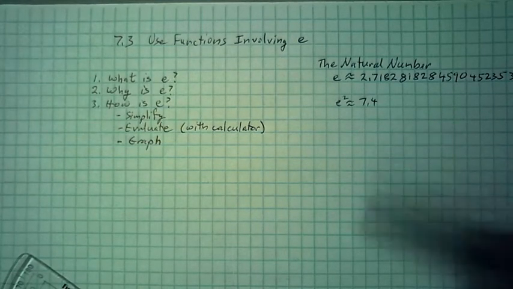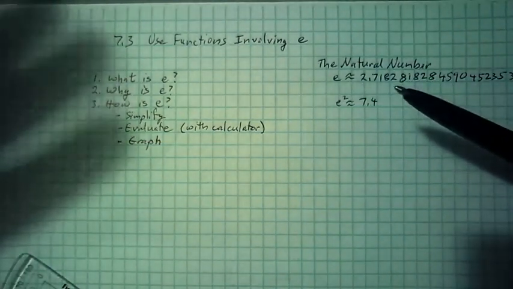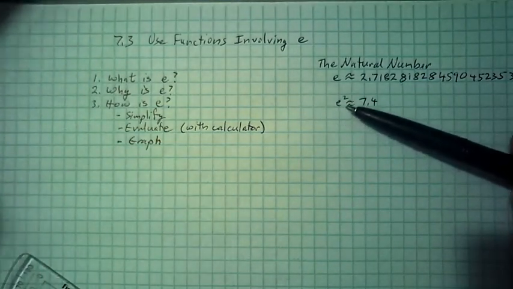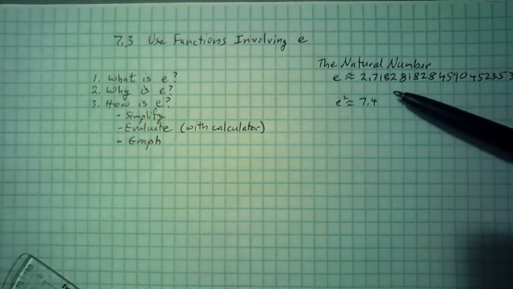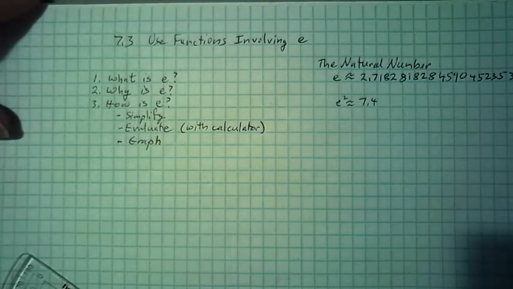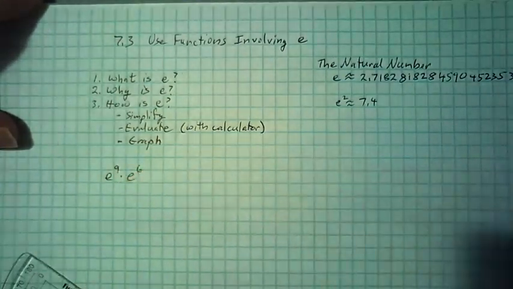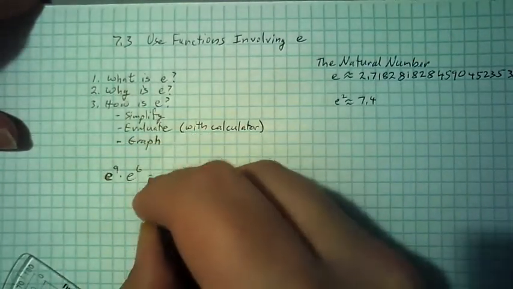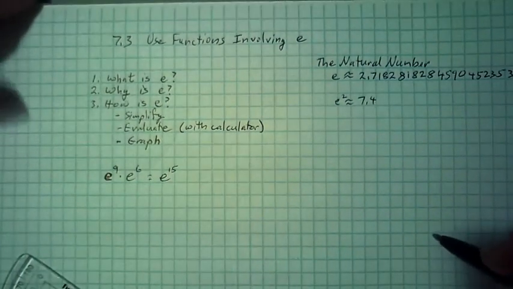How is e? Really, when you see e in a situation, you're going to treat it pretty much like you would a variable. Technically, it's not a variable, it's called a constant because it has one value and doesn't change. But all of the rules we use for variables also apply to e. For example, if you have two powers with e as a base and you're multiplying them together, just like you would if those were x's, you can add the exponents together. This is the same as e to the 15th power. 9 plus 6 is 15.